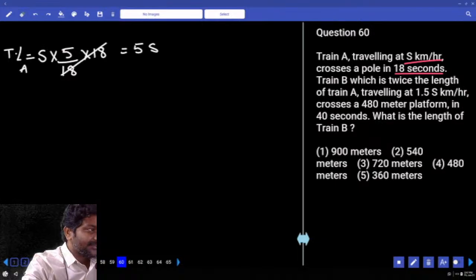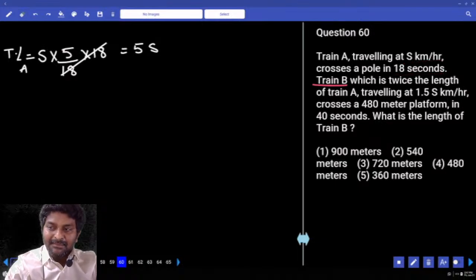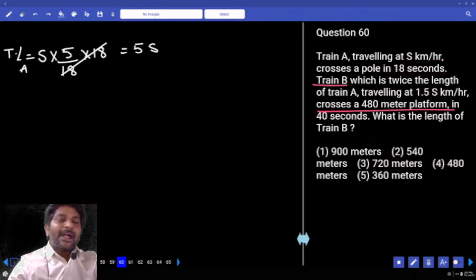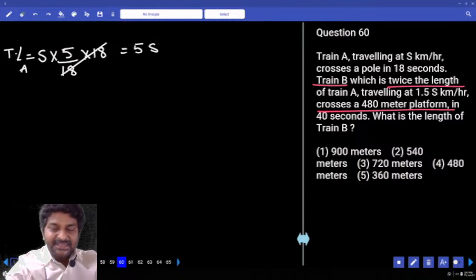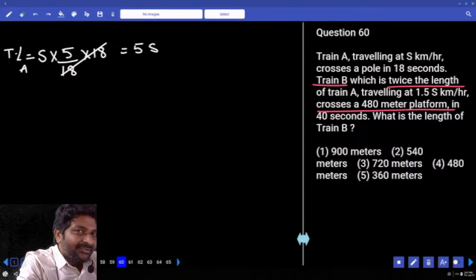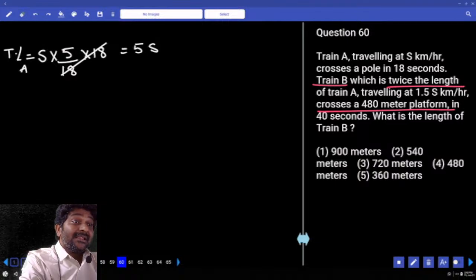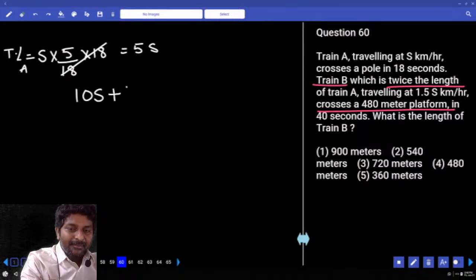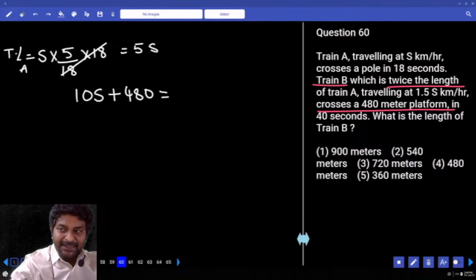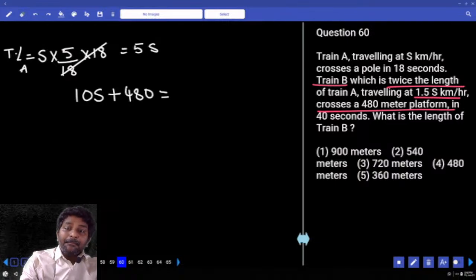5s. Now, train B crosses a platform. If a train crosses a platform, distance covered is train length plus platform length. But train B length is twice that of train A length. Train A length was 5s, train B length 10s. So distance covered is train length plus platform length 480. And whose speed is 1.5 s kilometer per hour.